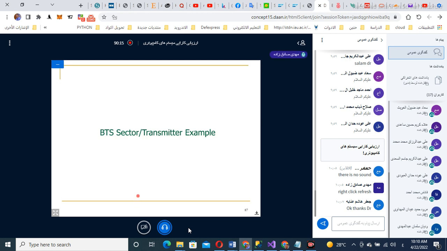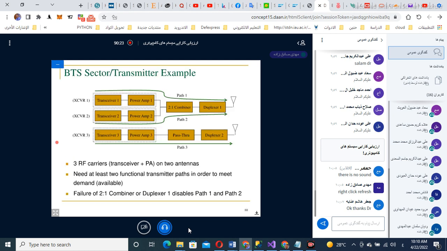BTS sector and transmitter example for this. In the BTS sector or transmitter example, you can see we have 3 radio frequency carriers, that is a transceiver plus a power amplifier, and 2 antennas. We need at least 2 functional transmitter paths in order to meet demand, and failure of the 2-to-1 combiner or duplexer 1 disables path 1 and path 2.